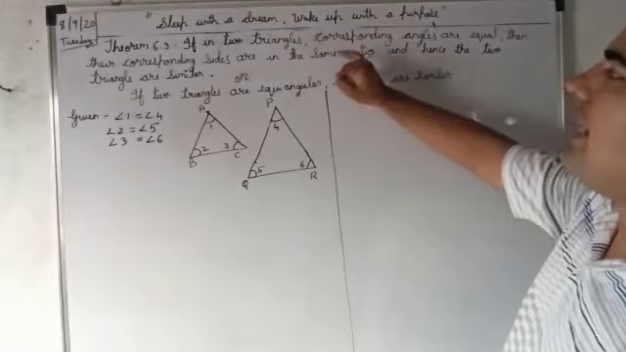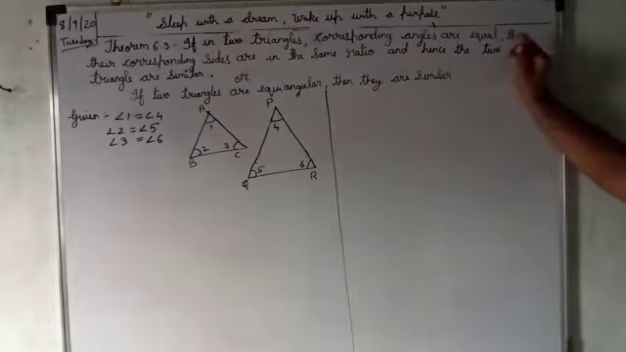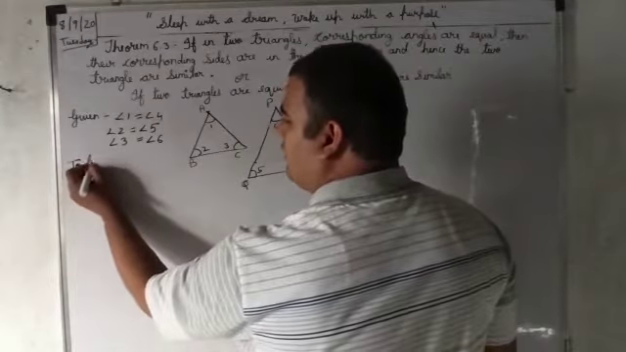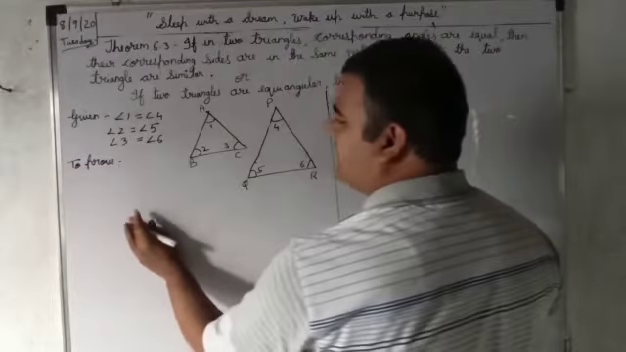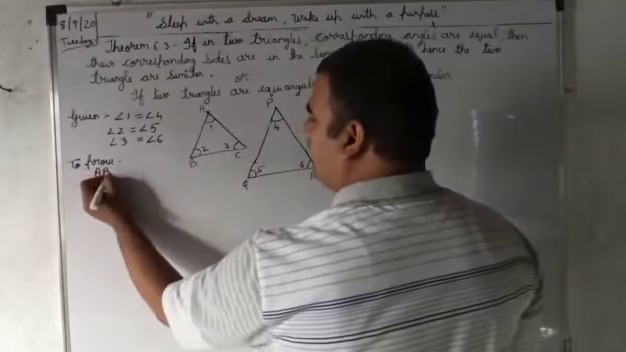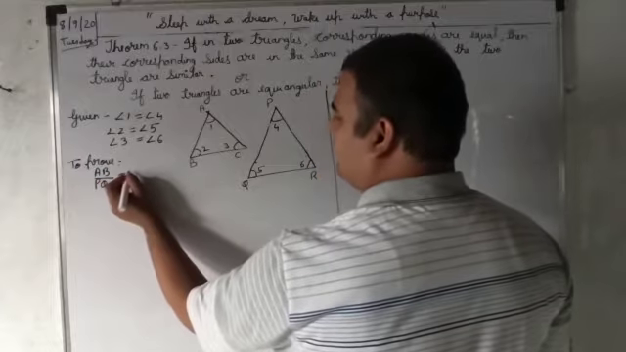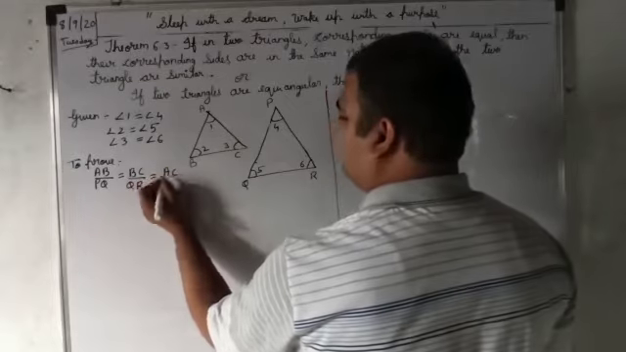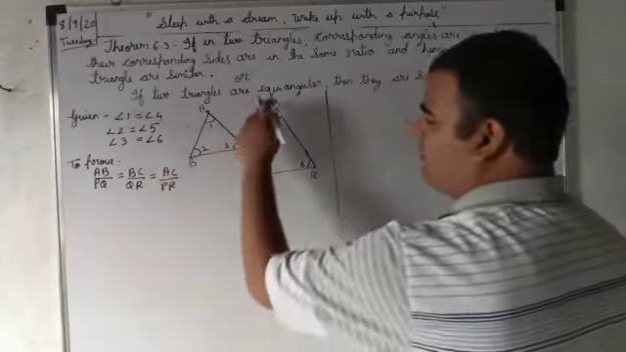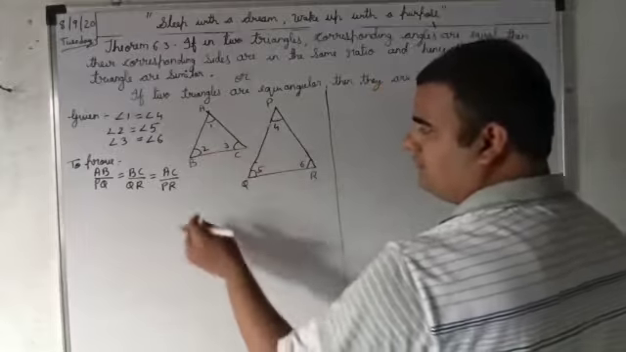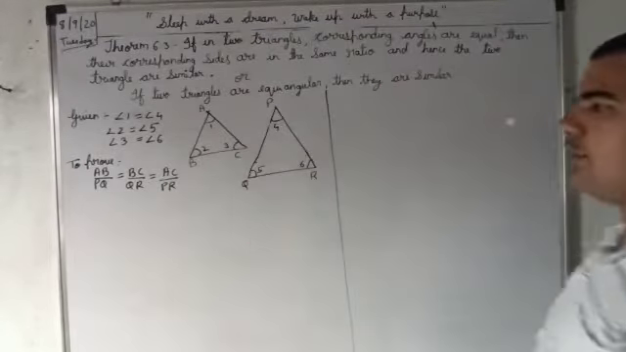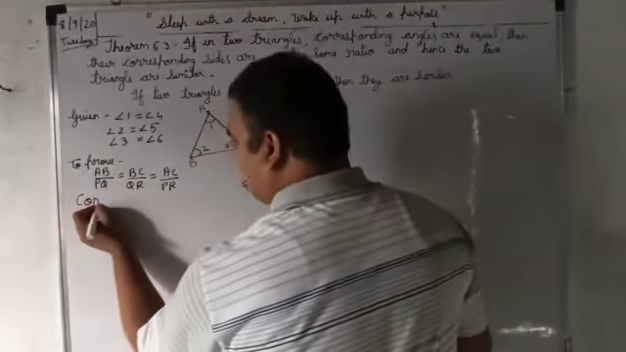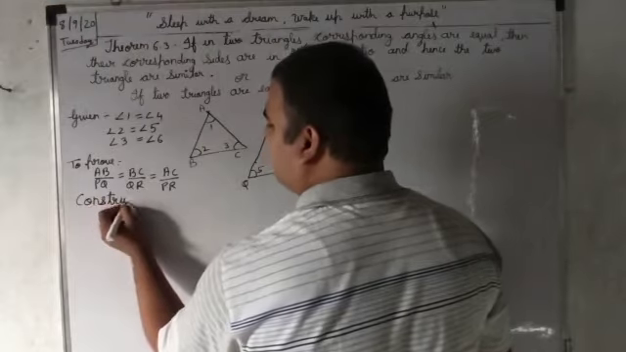If in two triangles corresponding angles are equal, then the corresponding sides are in the same ratio. So we need to prove, what we need to prove? The corresponding sides, that is AB upon PQ equals BC upon QR equals AC upon PR. This we need to prove. To prove is a very important part, from that only we get the hint. So always focus on what is to be proved.